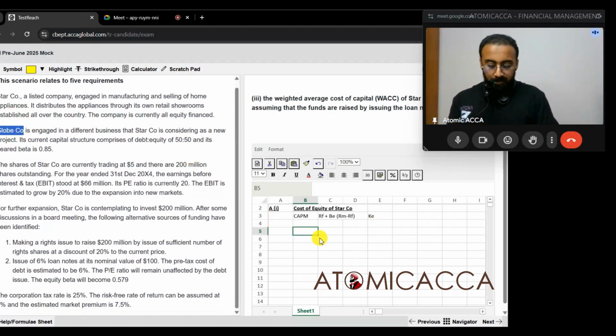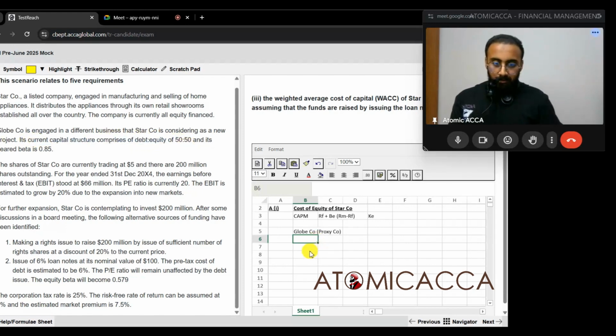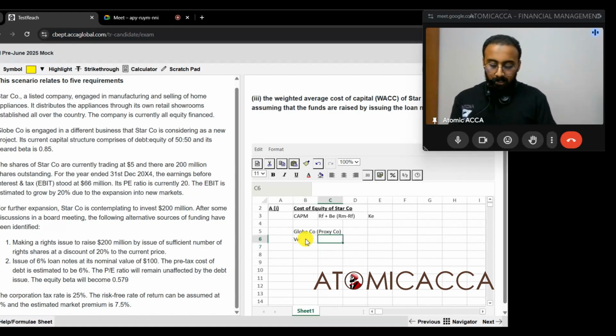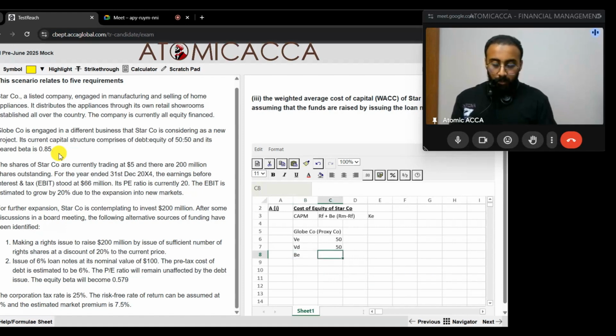What are the Globe company's figures we have? Globe company is basically the proxy company. Its current structure is 50-50, so value of equity we can take as 50, value of debt also 50. Then we have the equity beta, geared beta. So BE is given, that is equal to 0.85, and the tax rate was also given, 25%.